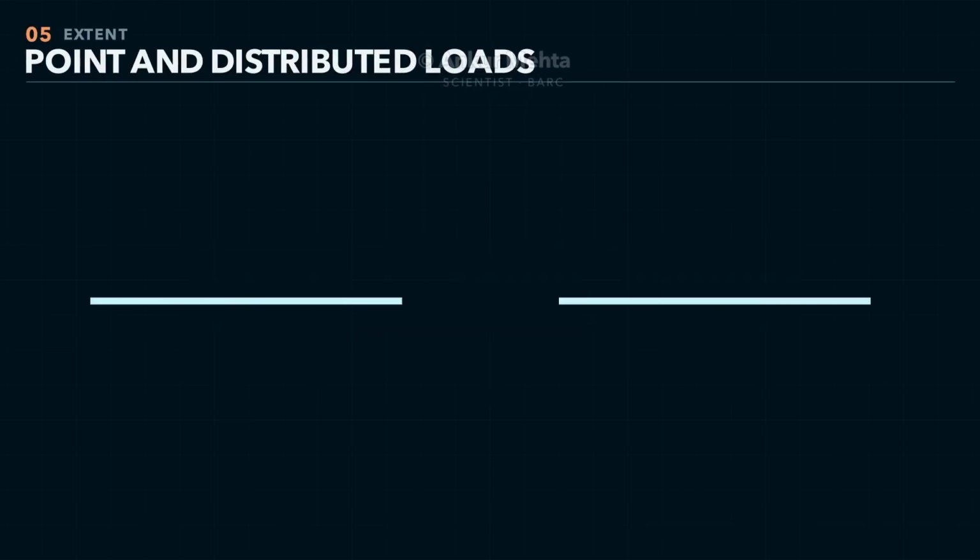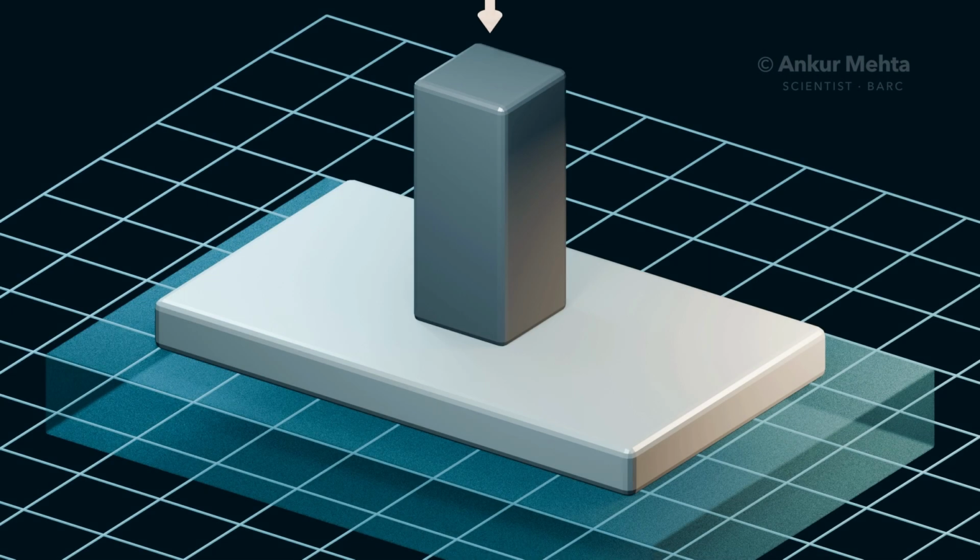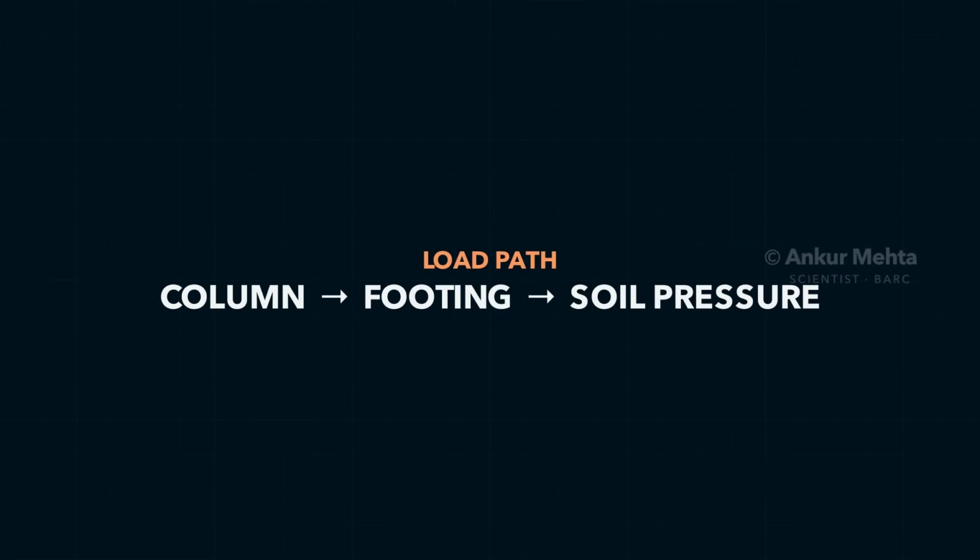A concentrated or point load is an idealization in which a small contact region is represented by one force at one location. Real contact always occupies a finite area. A distributed load spreads continuously over a length, surface, or volume. A column can deliver a concentrated resultant to a footing, while the footing spreads that action into soil pressure. This is a load path. The same action changes its spatial distribution as it passes through connected components.